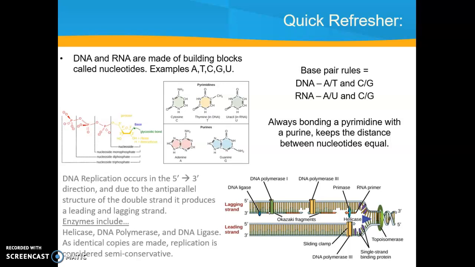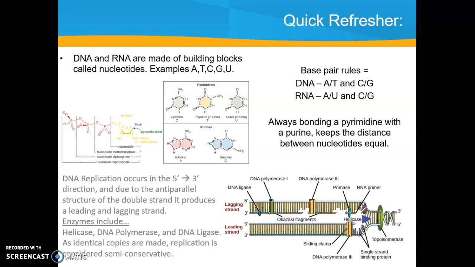RNA has uracil in place of thymine. Again, that's another pyrimidine, and we know that when we're doing base pairing rules, A pairs with U instead of with T. Some other things to keep in mind, DNA is a double helix, so it's made of two strands of nucleotides, whereas RNA is only made up of one strand.